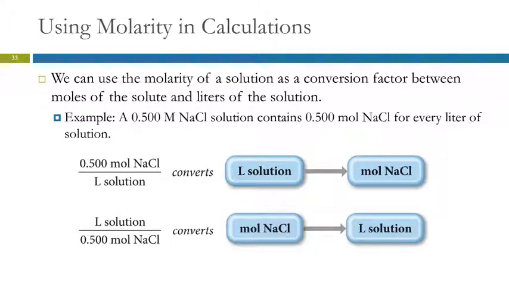Molarity is a very useful conversion factor. It acts a lot like a molar mass does, except instead of going between grams and moles, it goes between volume of a solution in liters and moles of the solute. So if we have a 0.5 molar sodium chloride solution, that means it has 0.5 moles of sodium chloride for every 1 liter of solution. So we could write that like this: 0.500 moles of sodium chloride per liter of solution. Moles per liter is what that capital M means.